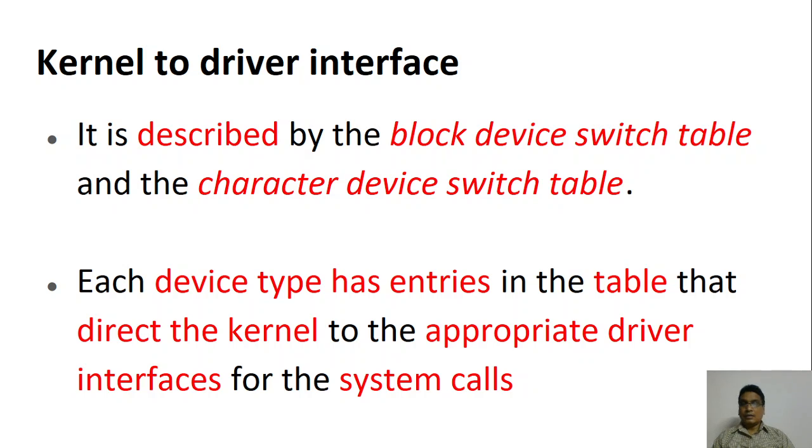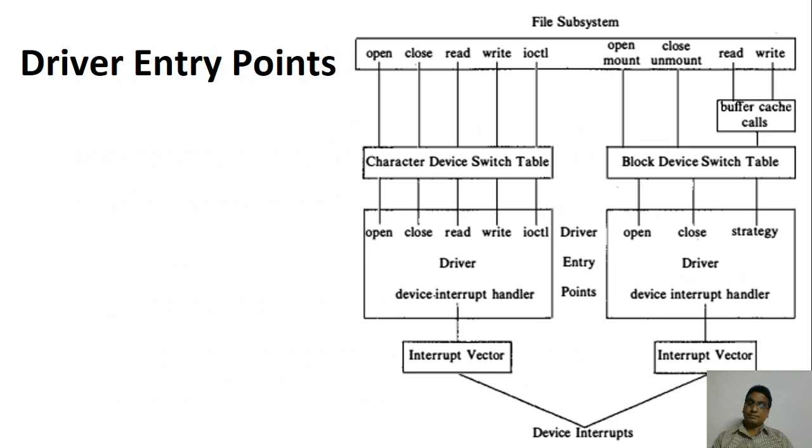Okay. Depending upon the type of device, each device type has an entry in that table that the kernel can use to interact with the system. So it gets the particular device and then makes the system call to interact with it. For example, if it's a character device, we know that we have open, close, and so on and so forth. We have seen many system calls.